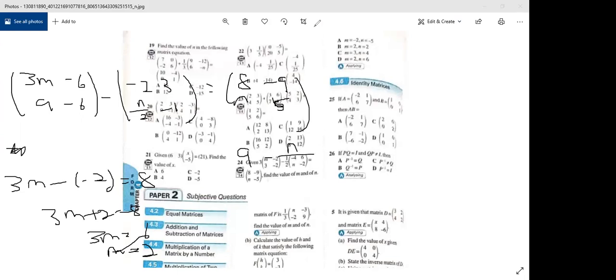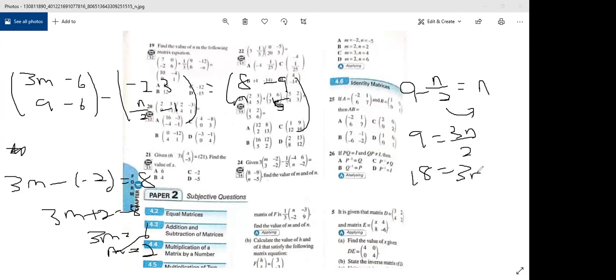So we take 9 minus n over 2. 9 minus n over 2 equals n. So it will become 3n over 2 equals 9. So the answer is 6. Okay, so the answer is D.